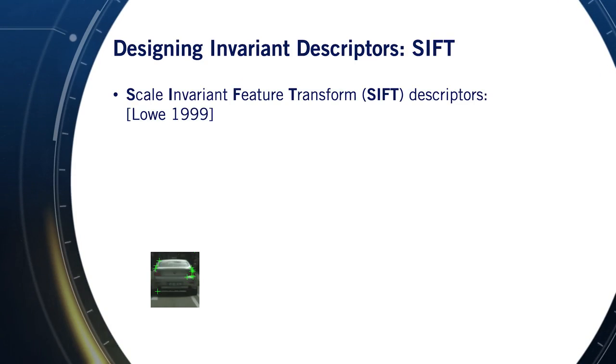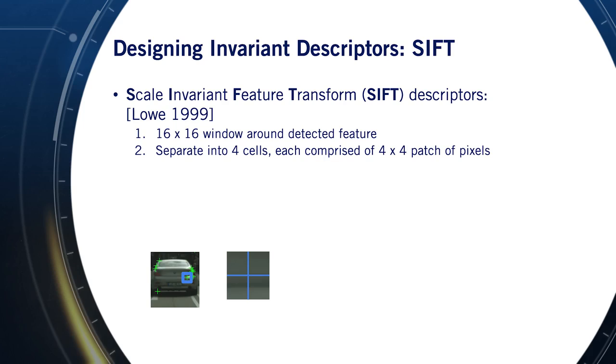A wide variety of effective descriptors have been developed for feature matching. So let's take a look at a specific case study on the design of a single feature descriptor to give you a sense for how descriptors work. We will describe how to compute the SIFT feature descriptor specifically, designed by David Lowe in 1999. The procedure for computing SIFT feature descriptors is as follows. Given a feature in the image, the SIFT descriptor takes a 16 by 16 window of pixels around it. We call this window the feature's local neighborhood. We then separate this window into four 4x4 cells such that each cell contains 16 pixels.